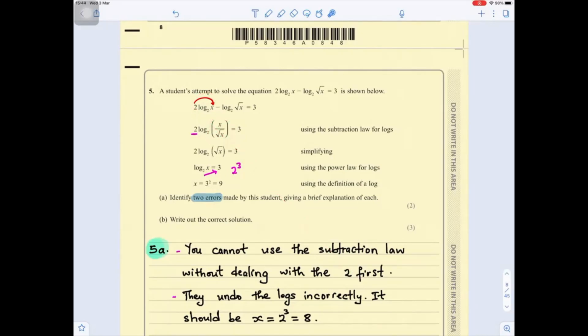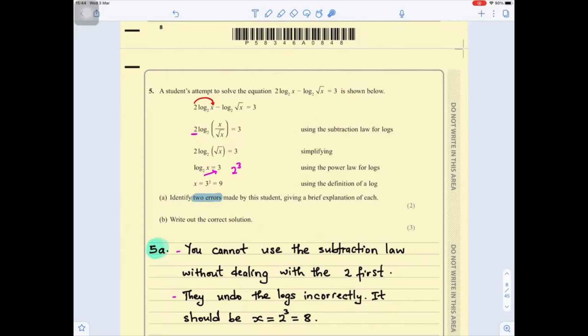So the 2 has to go to the power, so it becomes log x squared to the base 2 before you use the subtraction law. The second thing they did wrong was they undid the logs incorrectly. It should be x equals 2 cubed, which is 8.